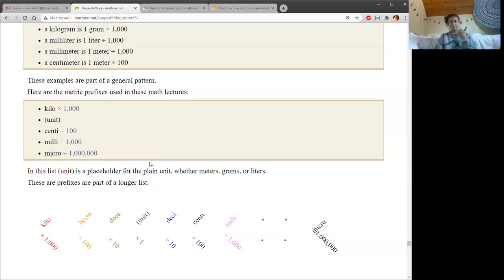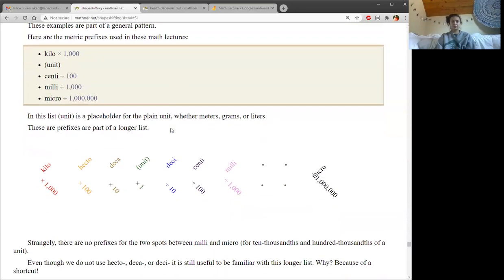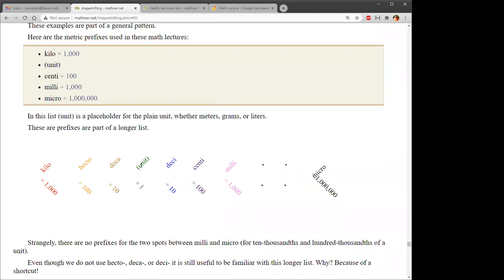Okay. So there's a pattern, and this very colorful picture I made shows that to you, that we start with whatever the plain unit is, a liter, a meter, a gram. It could also be something that Math 20 doesn't care about, like a watt or a joule. They all can have these prefixes. And then if you want to make it bigger, deca means 10 of them, hecto means 100 of them, and kilo means 1,000 of them.